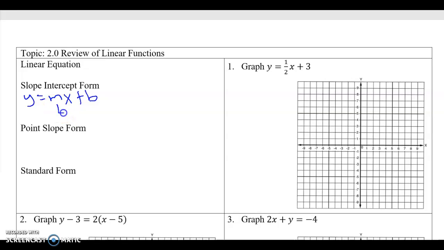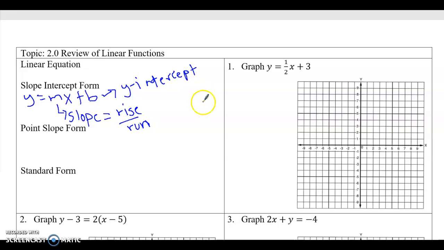And remember, the m is my slope, and slope is rise over run. And the b is my y-intercept. And remember, the y-intercept is where the graph touches the y-axis. Okay, so let's first look at an equation in that form, slope-intercept form.